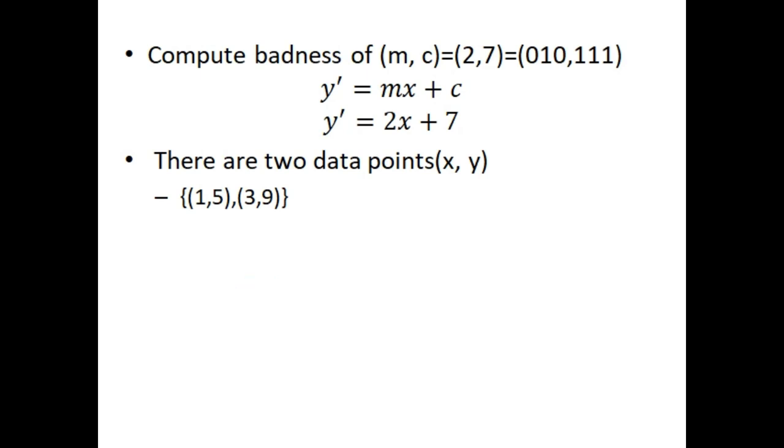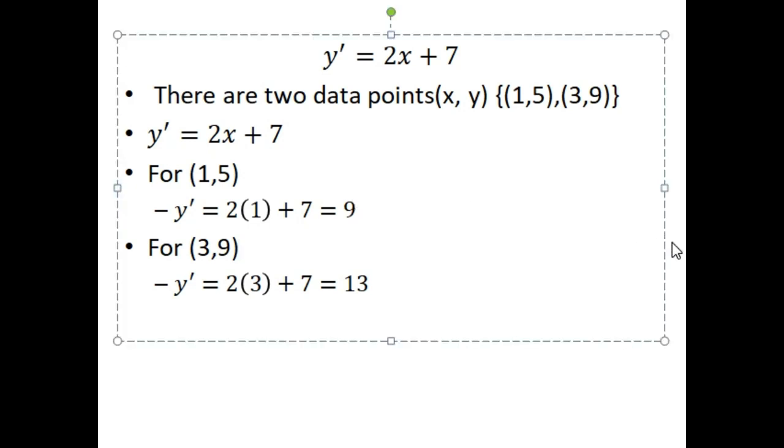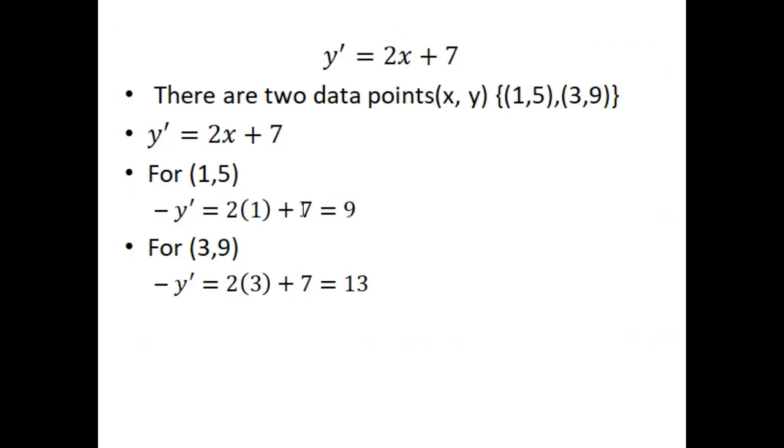So just look at the next slide, in which I will predict y prime. So for these two data points, initially for 1 5, I put the value of 1 over here and the predicted y is 9. In the same way, for the next data point, I put the value 3 in this equation. So the predicted y is equal to 13. So the predicted value is 13, but the actual value for this data point is 5.